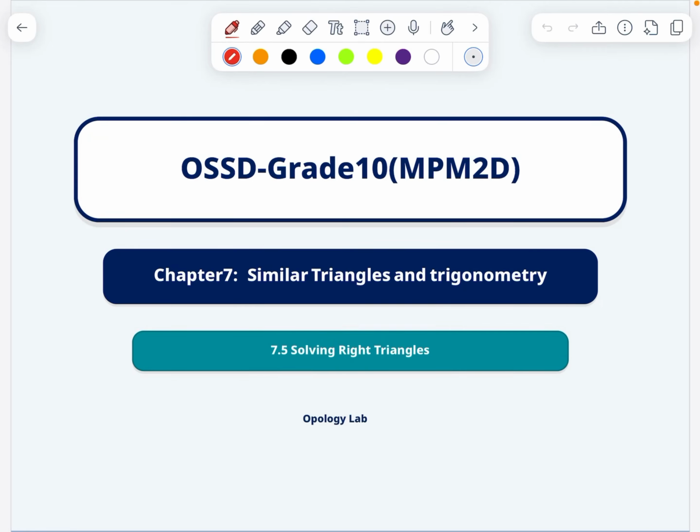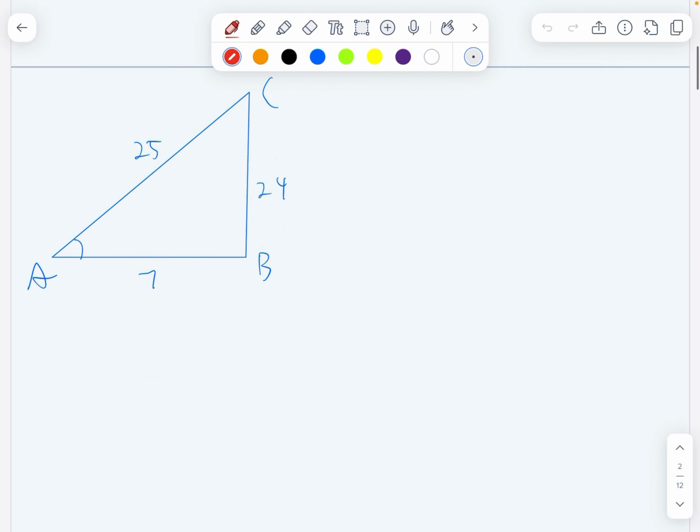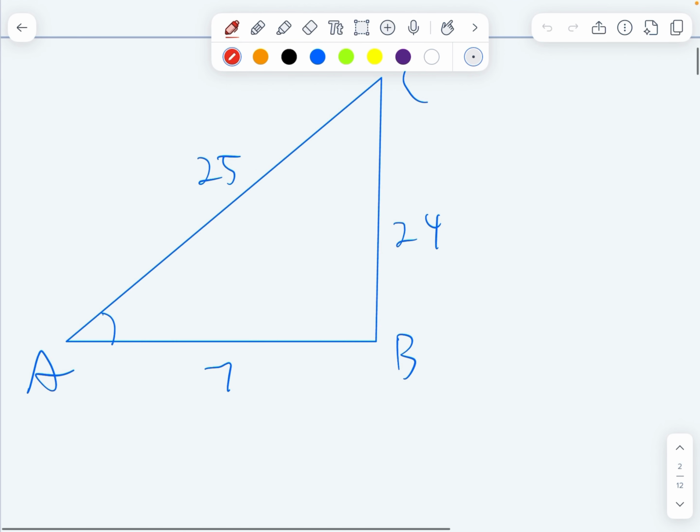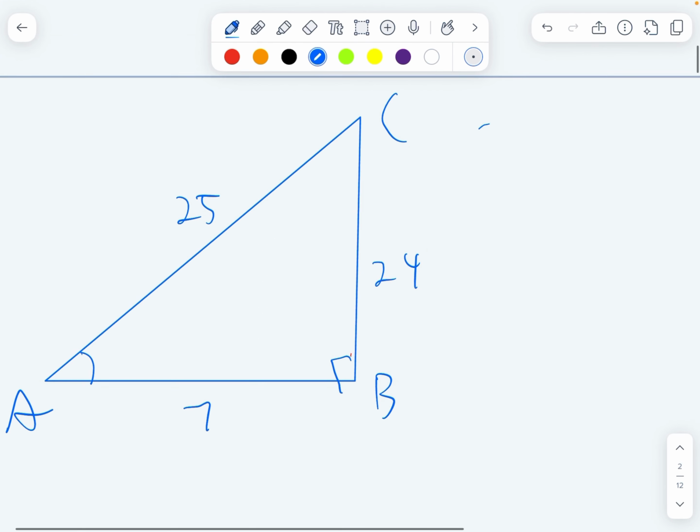That's the end. Welcome to the OPOLab. This is the OSSD Grade 10 NPM 2D, Chapter 7, Similar Triangles and Trigonometry, Section 7.5, Solving Right Triangles. In this section we're going to talk about some typical problems for the angle ratio. The first one is triangle ABC with angle B equal to 90 degrees.